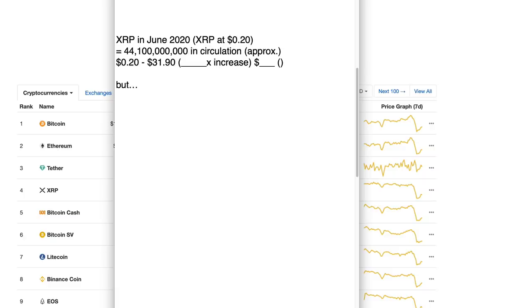Some of that is on the sidelines, as Ripple mentioned in a report, that they are holding some of this quote-unquote circulating supply for future deals. They've earmarked it, set it aside. So not all 44.1 billion is in circulation. Even if we're being generous and saying 44.1 is in circulation, that's the number we're going to use, but it's actually probably less than that.